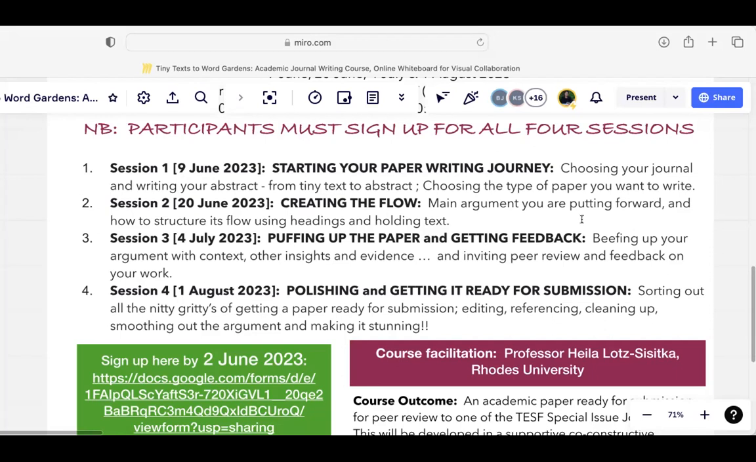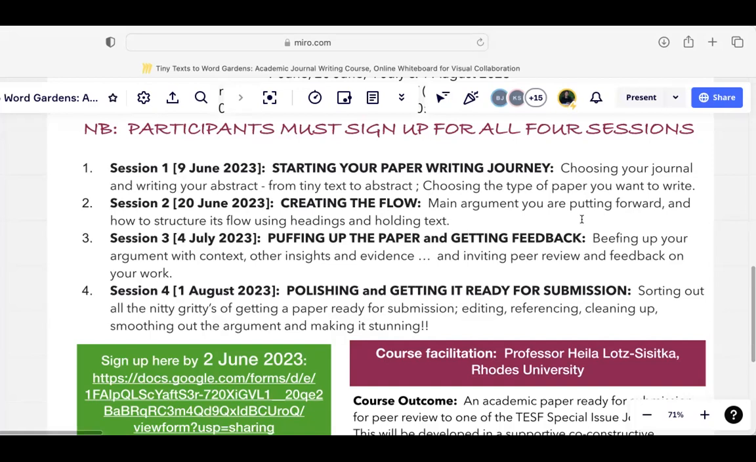Next time, we're going to look at the flow. How do we then develop the abstract into a flow? In other words, a kind of a line of argument, and we'll produce headings and we'll produce holding text so that by the end of next session, you'll have the first bones of your first draft of your paper. Then you'll need a bit of time between then to work a little bit more on it. And then on the 4th of July, we'll be puffing up the paper.